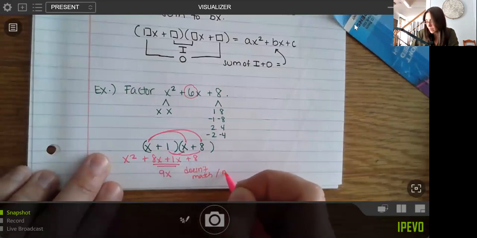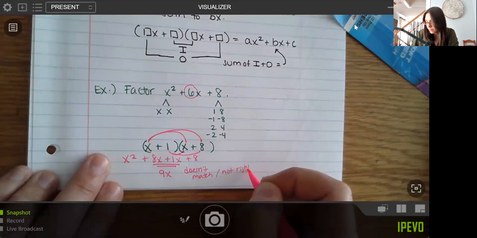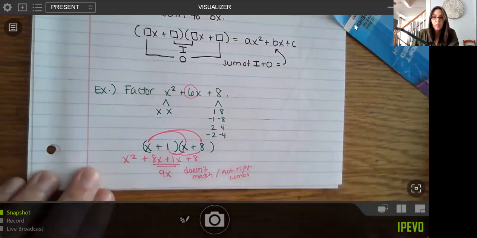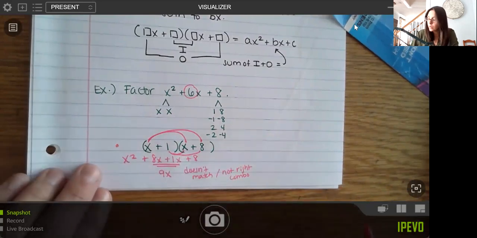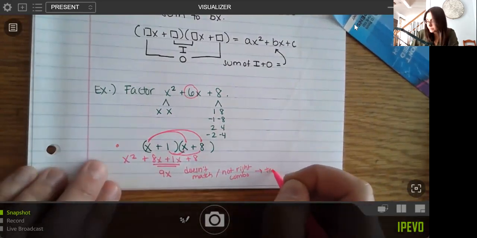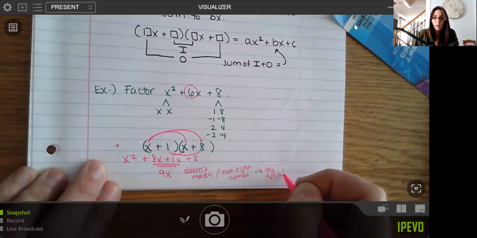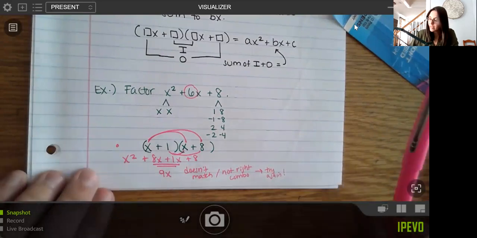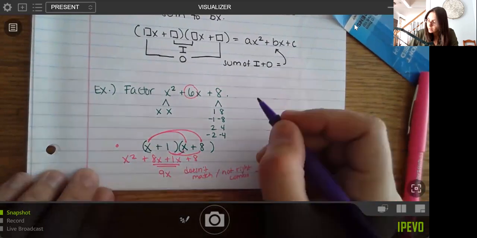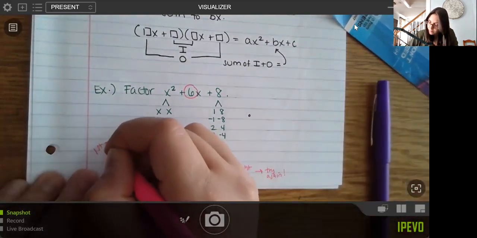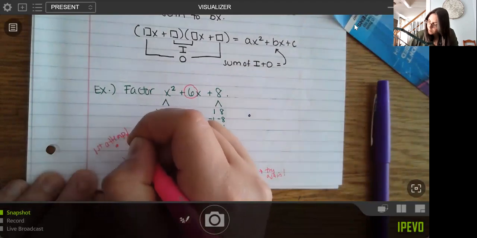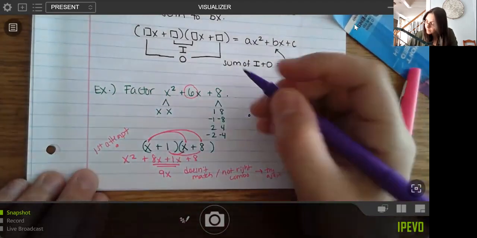Which means it's not the right combination. Okay. So this one here doesn't match. It's not the right combo. So what you're going to do, you're going to try again. So let's try again. I'm just going to do it right over here. Okay, so this was first attempt. And this is going to be second attempt.